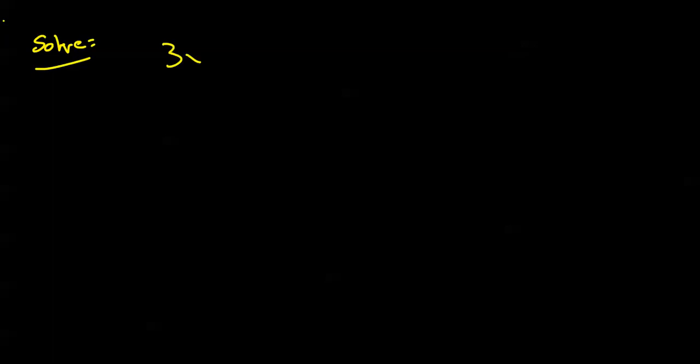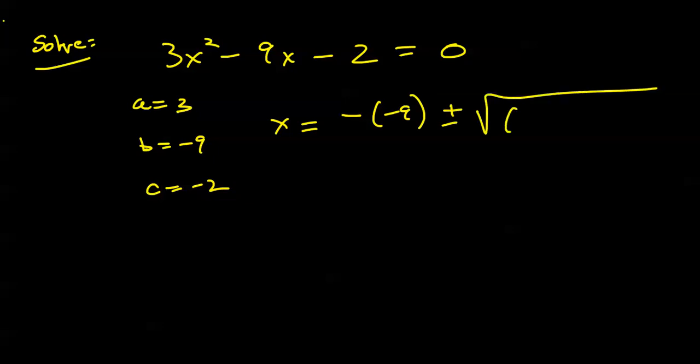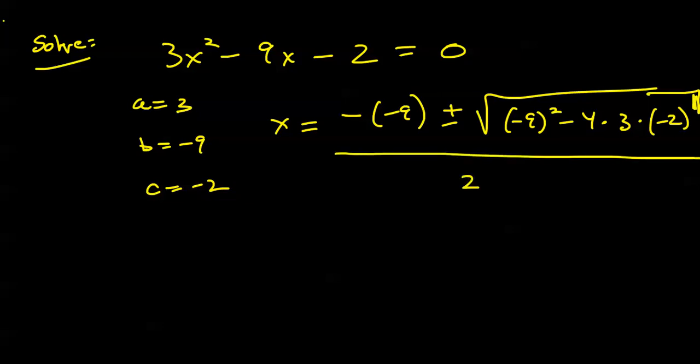Solve another degree 2 equation, 3x squared minus 9x minus 2. This one doesn't factor either. It's already in standard form. So I'm going to apply the quadratic formula. x equals minus b, be careful of the signs, plus or minus the square root of b squared minus 4 times a times c, all over 2 times a.